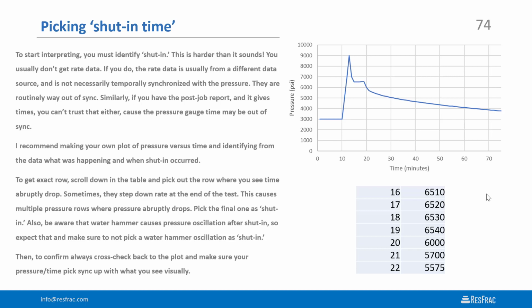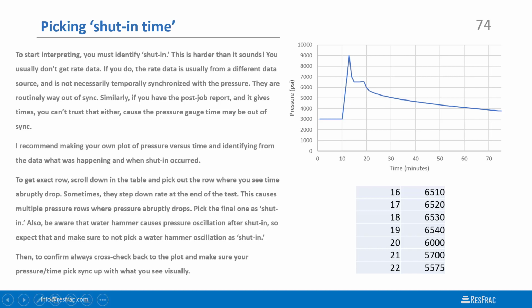When you have 100,000 rows, just scrolling through the rows is going to be a little hard. And you also might sometimes see things like if they did a step down test. You might see one row and then suddenly the next row has a lot lower pressure, and you might say, oh, okay, well, that must have been shut in. But actually, it's just a step down.